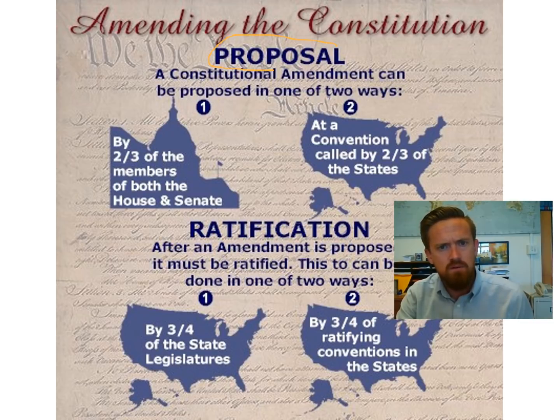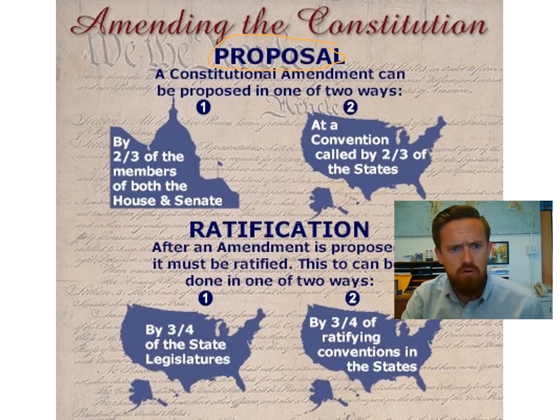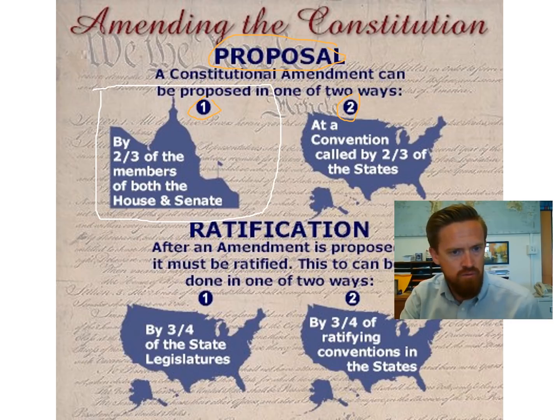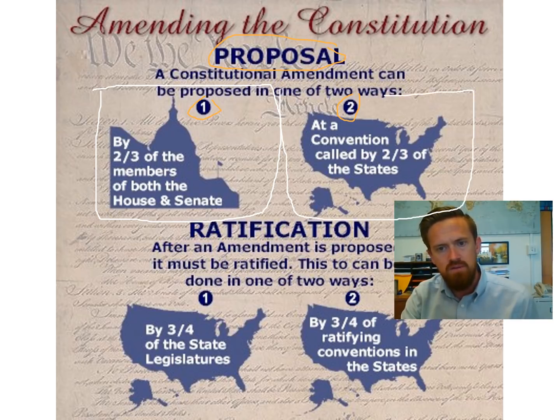So proposal, this is where an amendment can start, okay? It can start in one of two places, right here or right here. Okay, so make a box on your paper right here. Inside one box, it can start like this, with 2/3 of Congress voting to make a change. All right, or it can start right here with 2/3 of states voting to make a change. From there, it can go here, or it can go here.